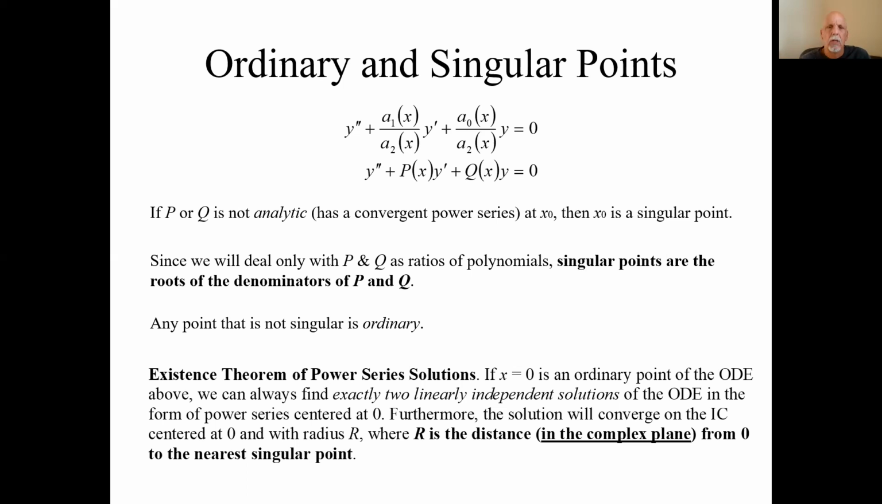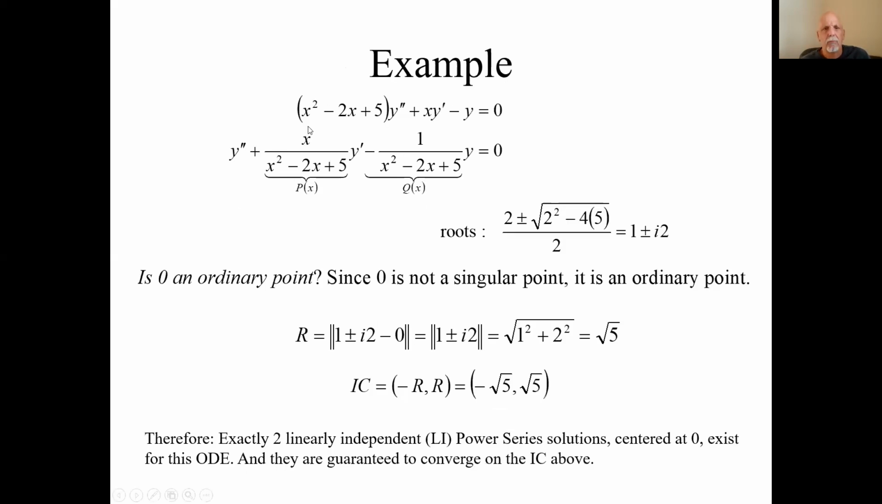Well, here's an example of that. So here's the ODE, ordinary differential equation, as given. We put it in the standard form, nothing cancels. Both P and Q have the same denominator. So we look for the roots of that. We could use the quadratic formula, and we get these roots: 1 plus or minus i2, a complex number.